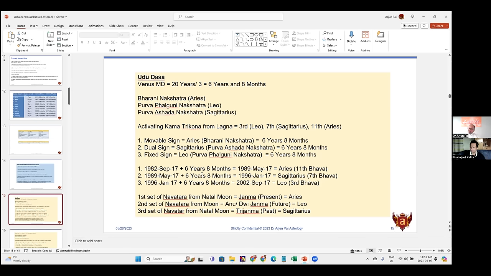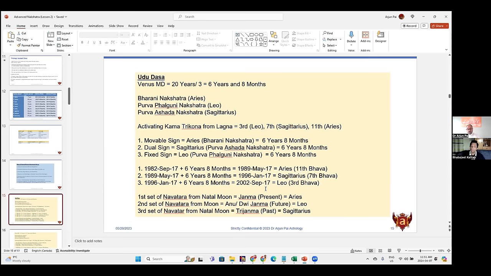But what you have to also remember is it is connected to Purva Falguni. So always remember, Purva Falguni's influence is always there. The Purva Falguni features, nature, characteristics, attributes will be playing full on during that phase of 6 years, 8 months.